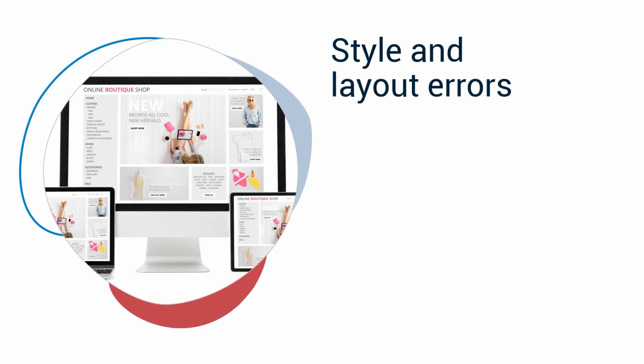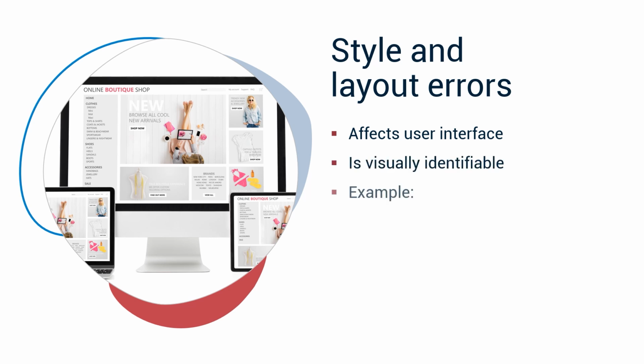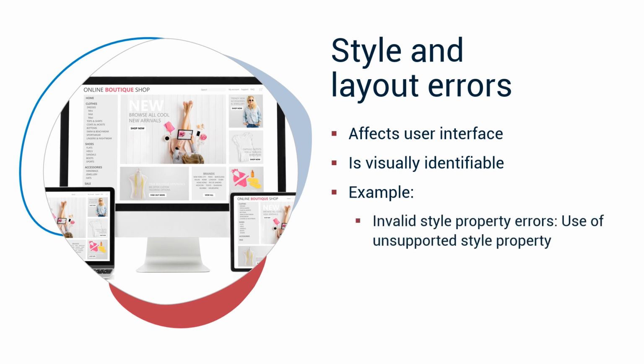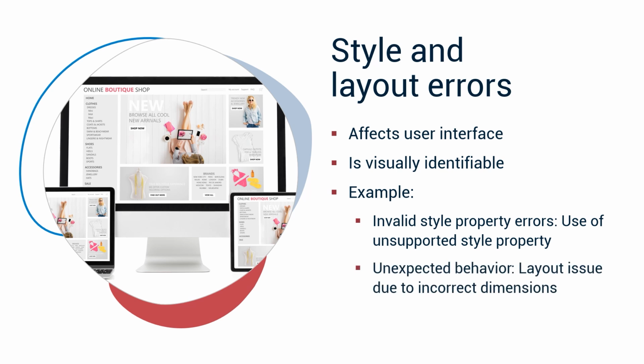Style and layout errors affect the UI and are typically identified visually. Some examples of these errors include invalid style property errors, which occur when using an unsupported style property, such as width with auto, in cases where it's not allowed. Unexpected behavior is a layout issue caused by incorrect dimensions or improper use of Flexbox properties.